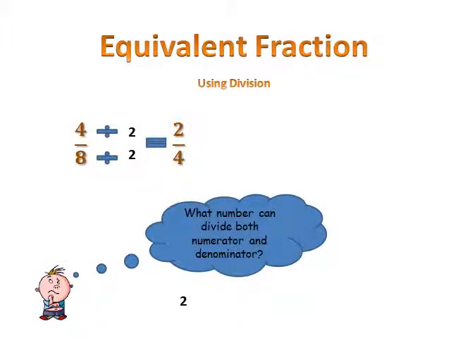Now if you look at 2/4, is there another number that can divide both 2 and 4? Yes, there is another one. Again, you can still divide both numbers by 2. So you can go further, and that would give us 1/2. So these three fractions colored in gold, 4/8, 2/4, and 1/2, are all equivalent fractions, meaning their numbers may look different, but in reality they are equal in size.